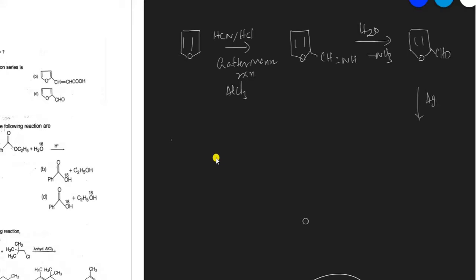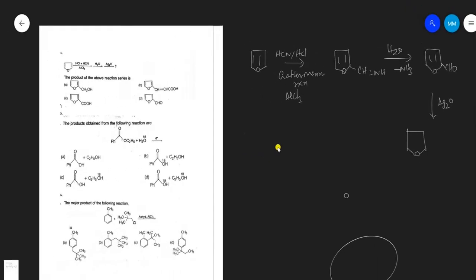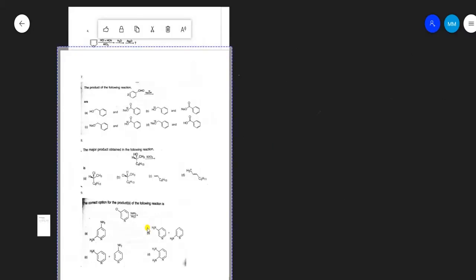Then it is treated with Ag2O, a mild oxidizing agent. So the furfural is oxidized to give the product furoic acid. Our answer is the next one. The product of the following reaction.